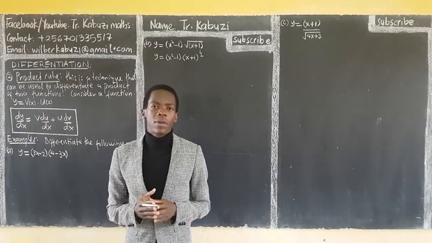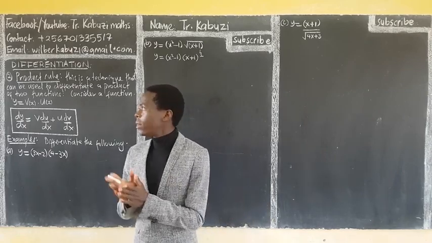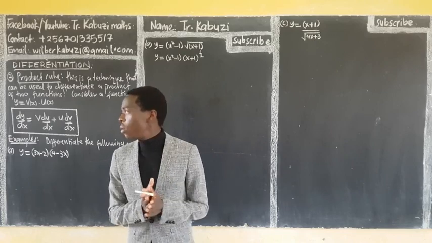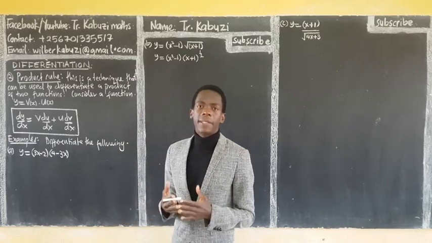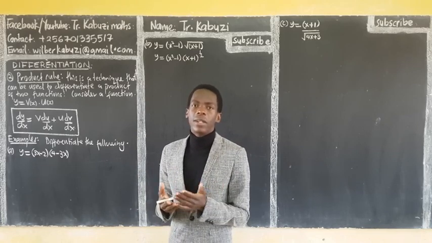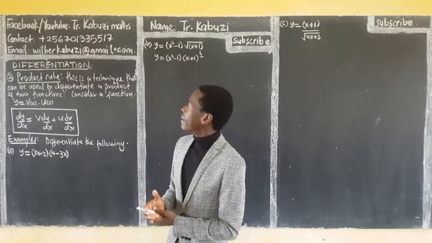Differentiating using the product rule is what we are going to see now. We have seen how we can use the chain rule. Now we are going to see the functions that we can't handle using the chain rule. The product rule helps us differentiate when you have a product of two functions and they want you to get their first derivative. We are using that product rule.